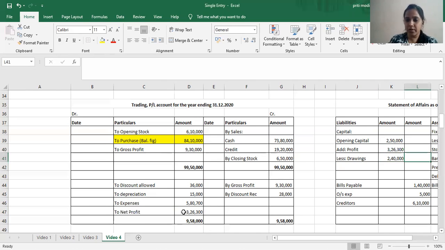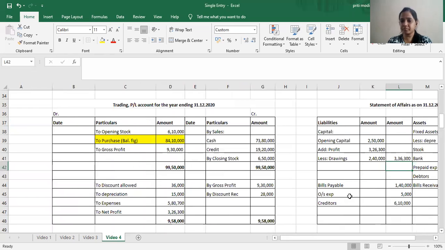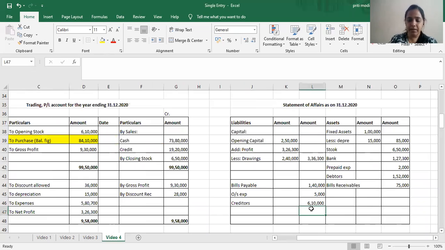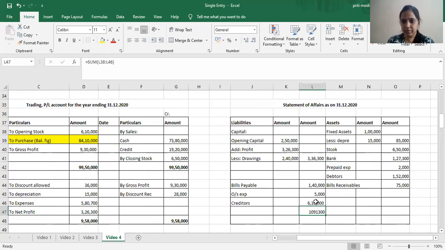Now we are going to close our balance sheet. So capital will be opening capital plus profit minus your drawings. 3,36,300 is our closing capital. So now let's close our balance sheet. It should tally. Okay, it's tallying.